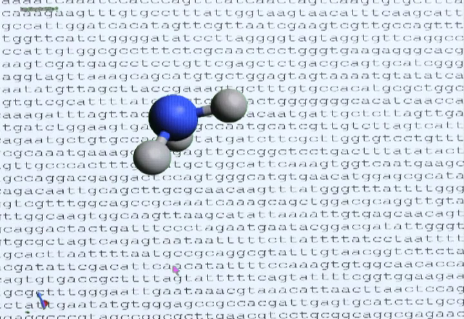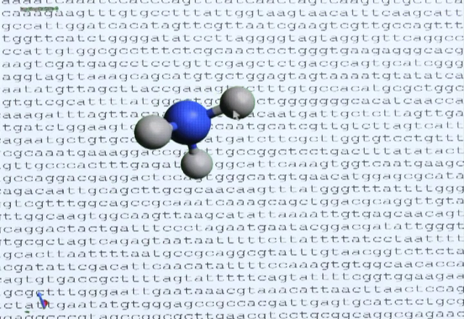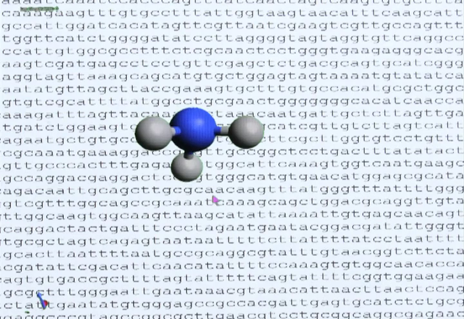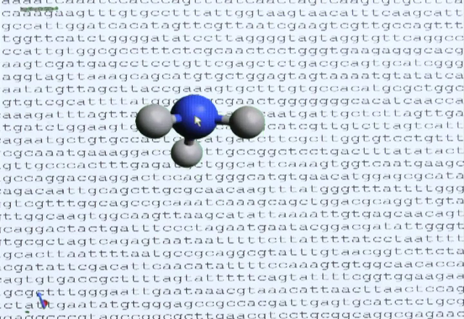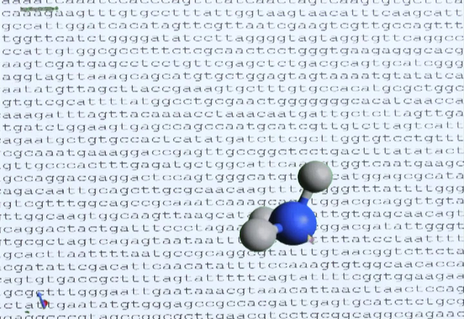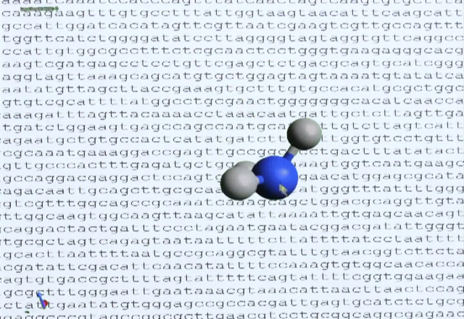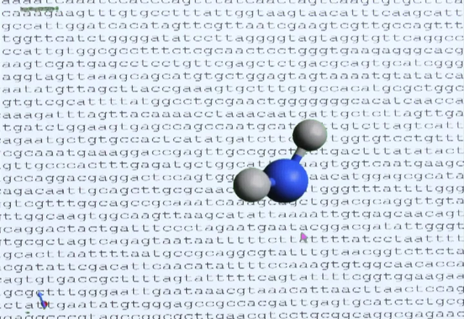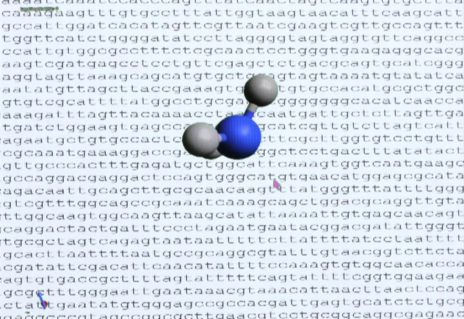The simplest compound of nitrogen is ammonia. It has 3 hydrogens, and they're pushed out into a pyramid. So there's a cloud that comes out on this side. There's a cloud that comes out on this side. These are found in amino acids and nucleic acids and elsewhere.